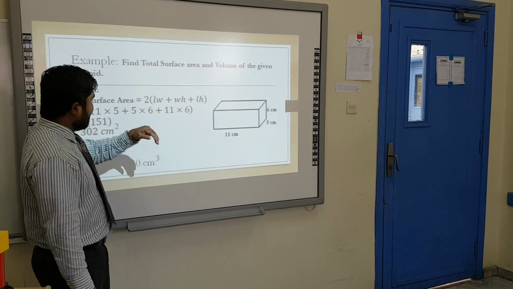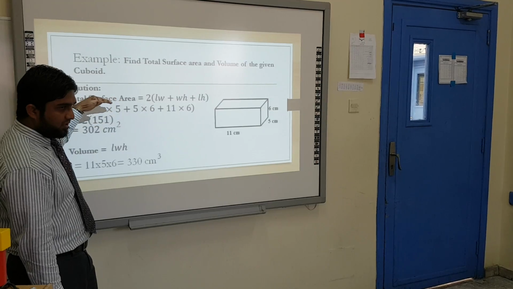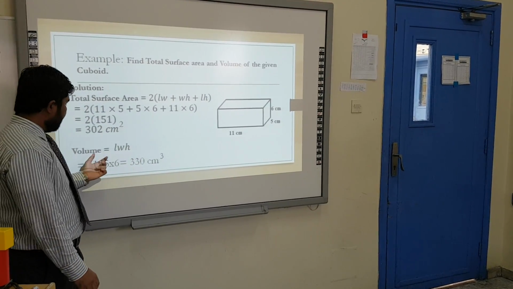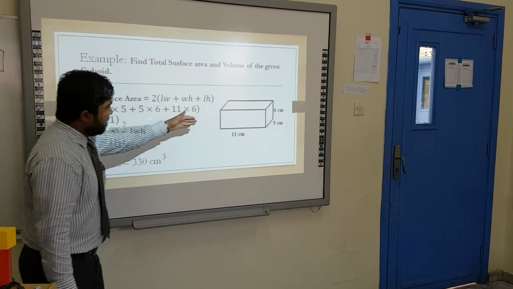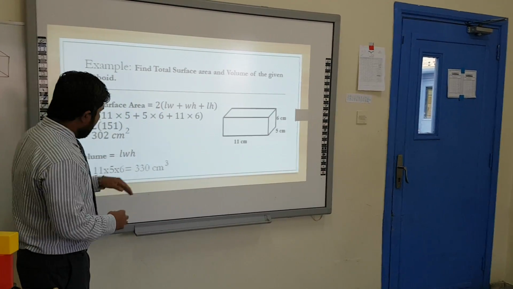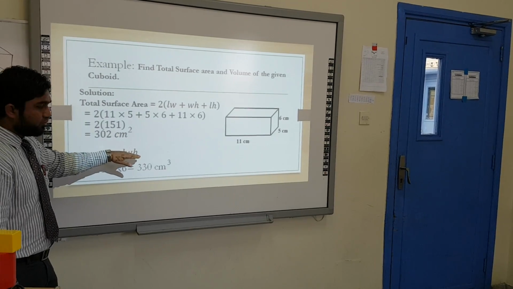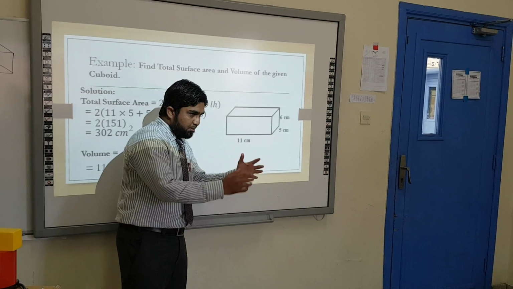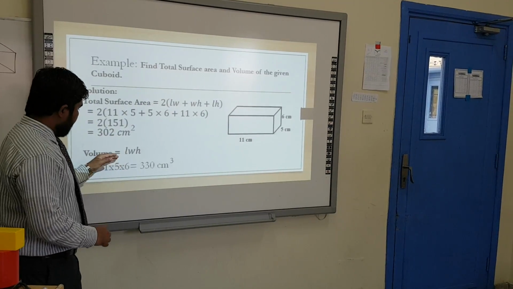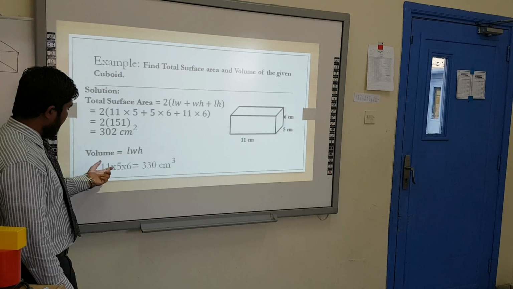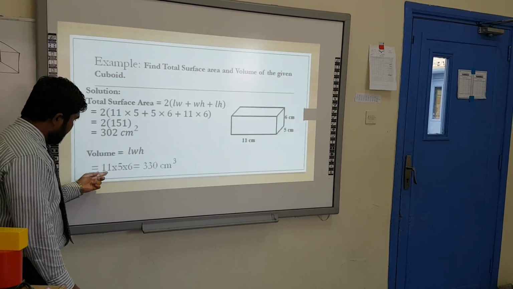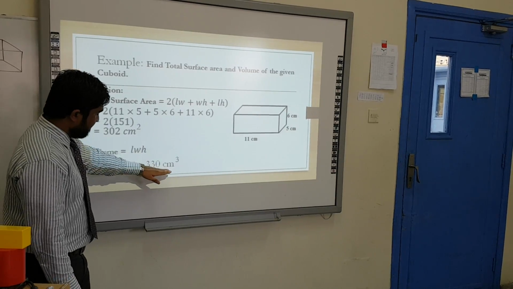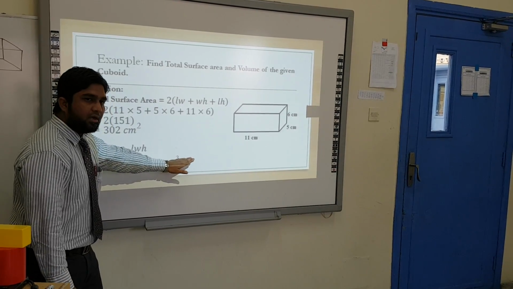Why do we use power 2 here? Because when we try to find area or surface area, we use the unit as power 2. Now we will learn how to find the volume of the given cuboid. As you know, the formula is length times width times height. So we will simply multiply all three dimensions together to find the volume of the given cuboid. You see here, I have multiplied 11 with 5 and with 6 to get the answer as 330 centimeter to the power 3.